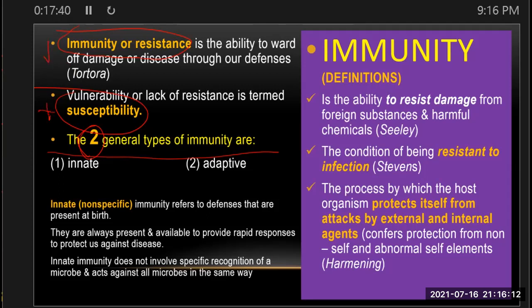So we have being vulnerable, so you're susceptible to diseases, and if you're resistant, your immune system is functioning, so it wards off infection.